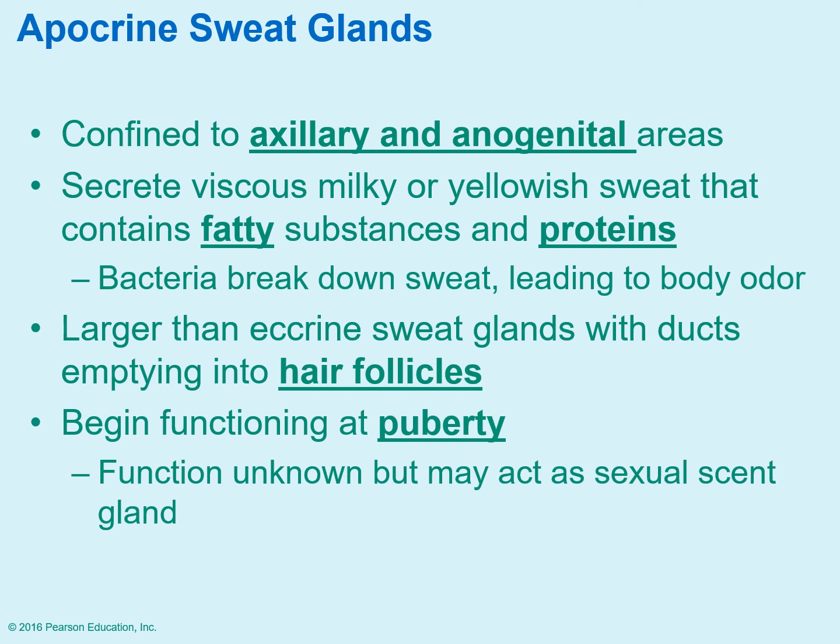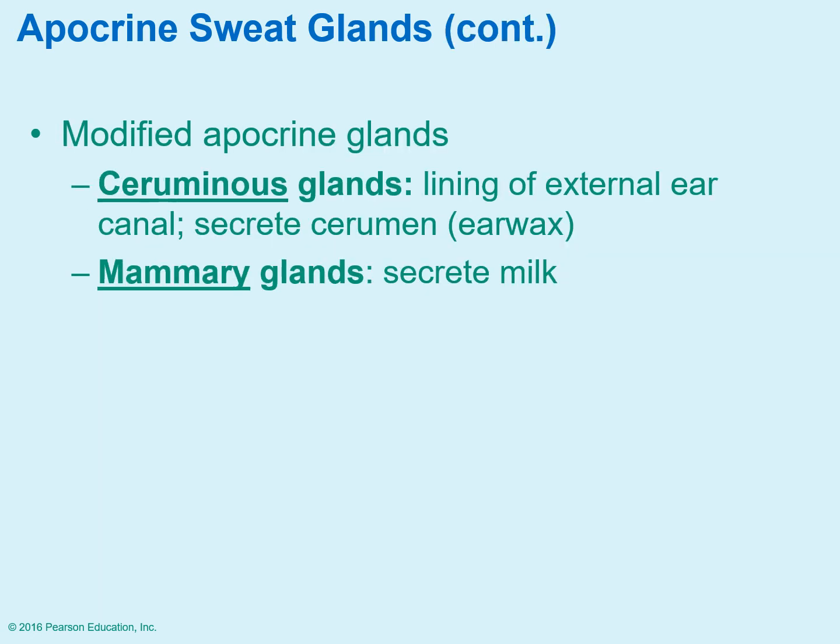They will start functioning at puberty. They tend to empty into the hair follicles. There are some modified apocrine glands. Modified ones in the external ear canal do produce cerumen, which is earwax, that's supposed to help keep substances from getting in the ear. It's supposed to naturally flow out of the ear and basically trap any foreign debris and bring it out with it. And then mammary glands, which of course are going to secrete milk.